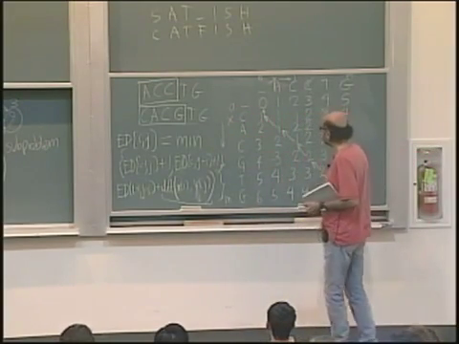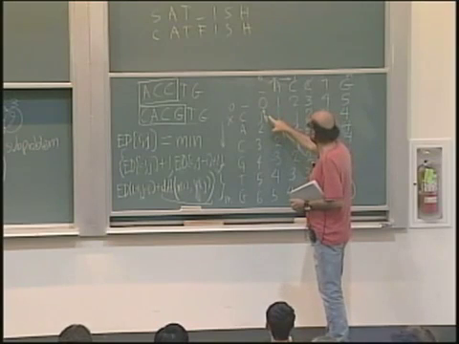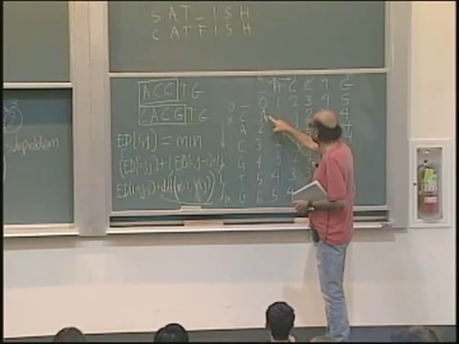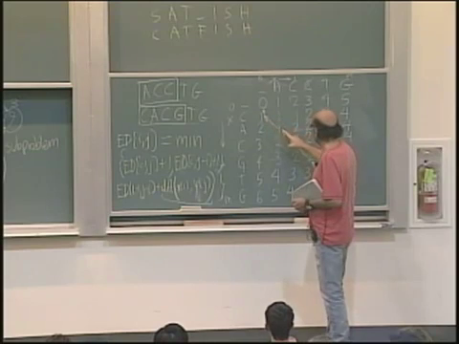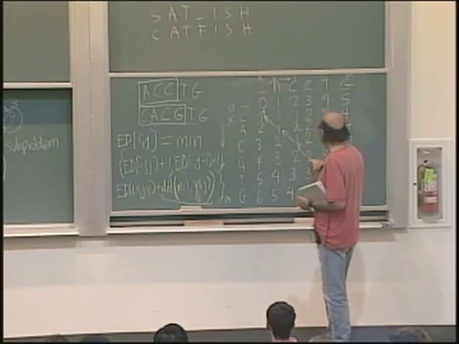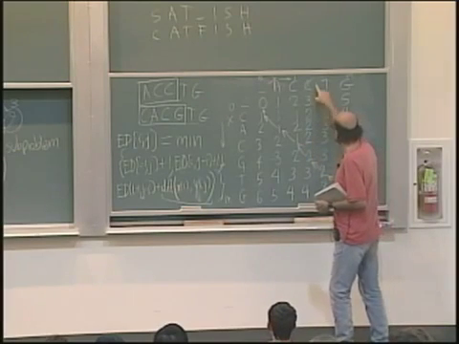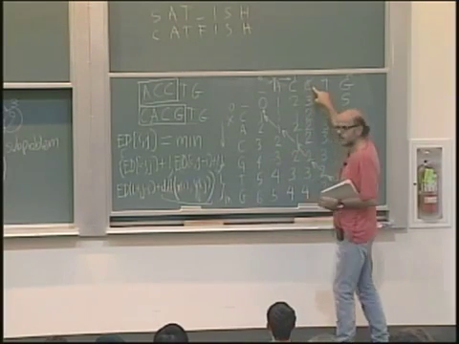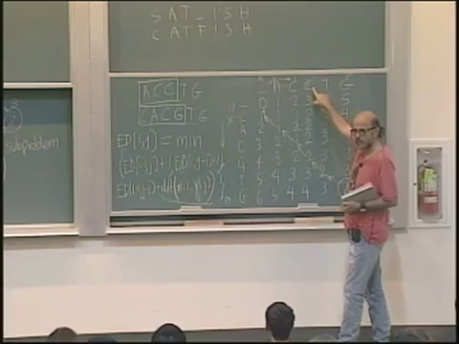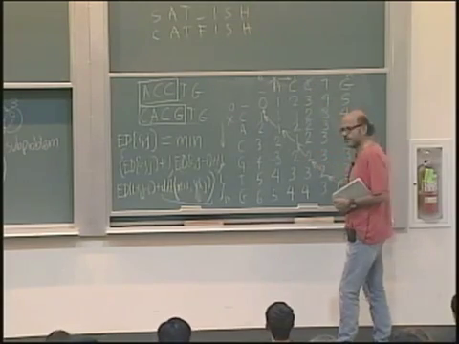It says, insert here, what? What do I insert here? A C. And then overwrite a C, sorry, a G over a C. And then everything else matches.